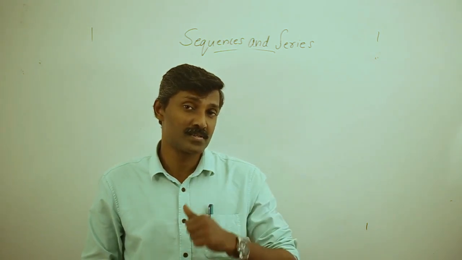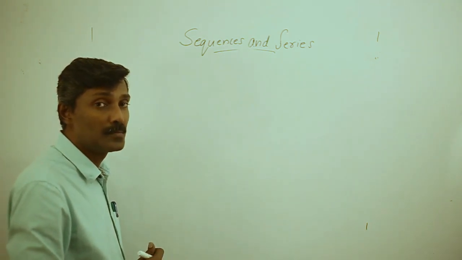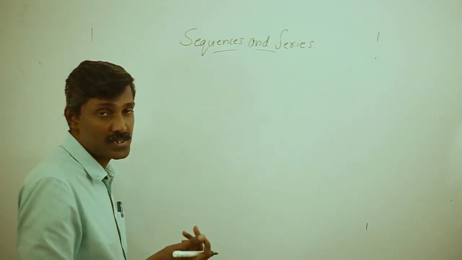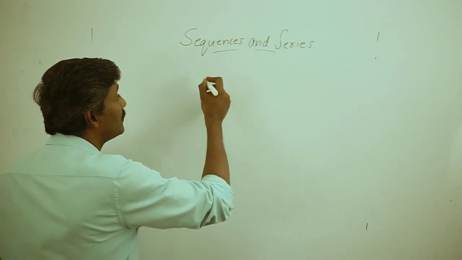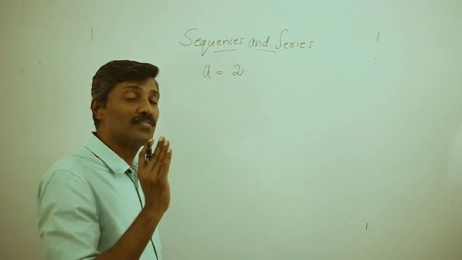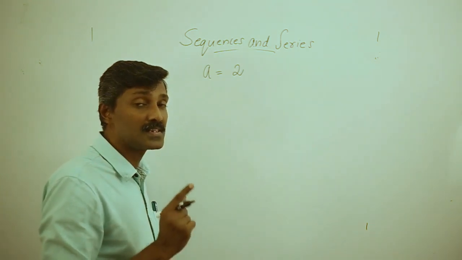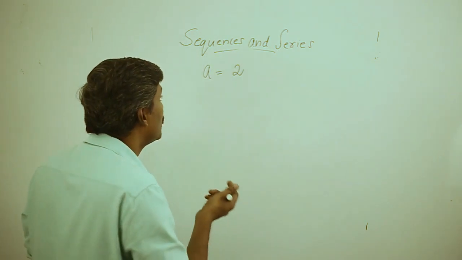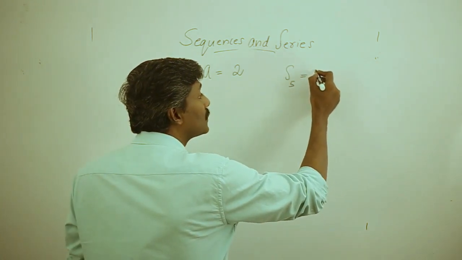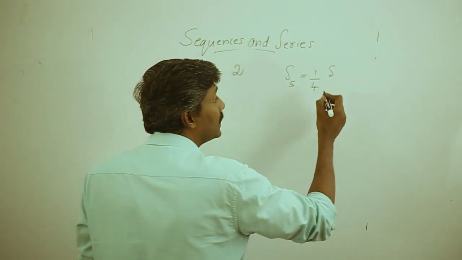So here the question goes like this. We are asked to find the 20th term of an AP. You are asked to prove that the 20th term of an AP is minus 112 if the first term is 2 and it is given that the sum of the first 5 terms of the AP is 1/4 of the sum of the next 5 terms. Okay, so it is given that the sum of the first 5 terms is 1/4 of the sum of the next 5 terms.